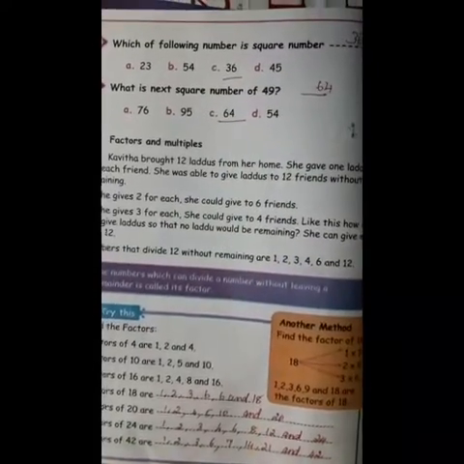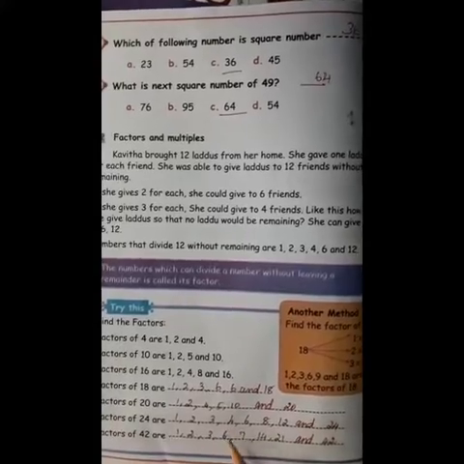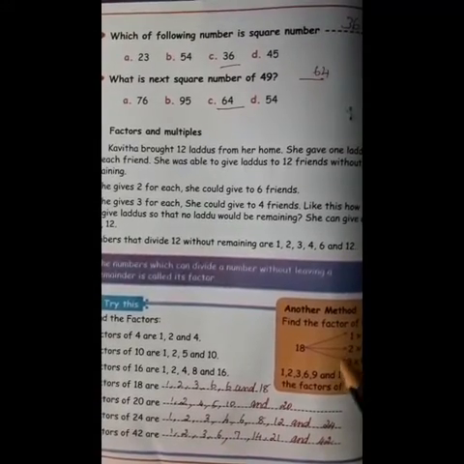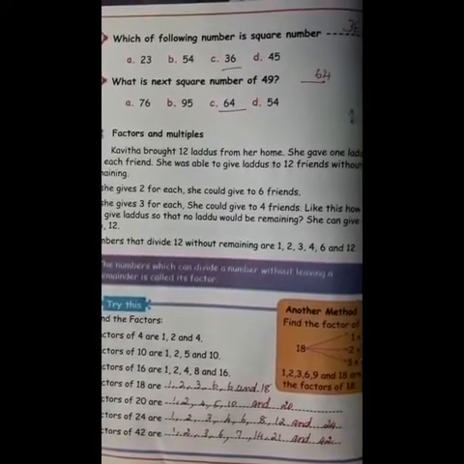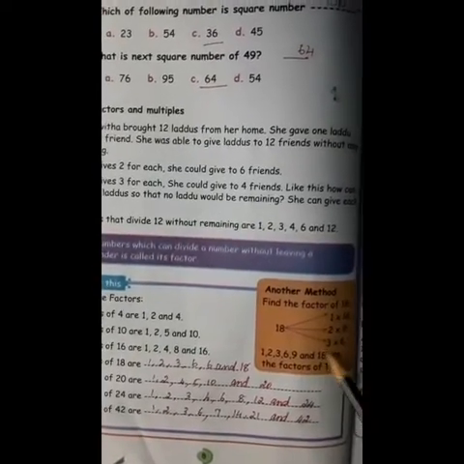Now you can see the factors of 4 are 1, 2, 4. That you can see another method. Find the factors of 18. 1 18s are 18. 2 9s are 18. 3 6s are 18. These are the factors of 18. Now you can see next one.